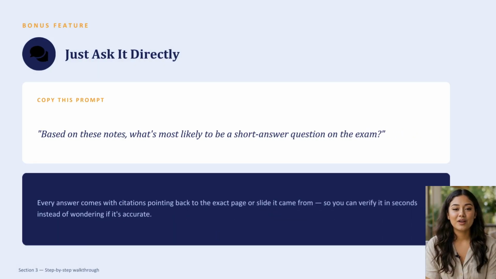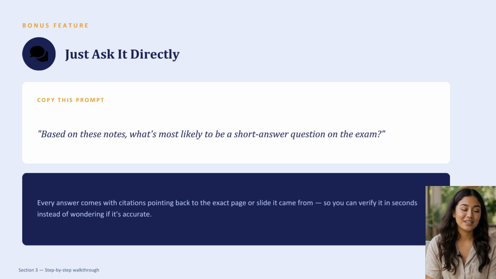One more feature before we move on. You can just talk to your notebook directly, like a chat. Here's a prompt I use constantly. Based on these notes, what's most likely to be a short answer question on the exam? And this is the part I really want you to notice. Every single answer it gives you comes with a citation, pointing back to the exact page or slide the answer came from. That means you're never just trusting the AI blindly. You can click through, verify it against your actual source material in seconds, and confirm it's not just generating something that sounds plausible. That citation feature is, in my opinion, the single biggest trust builder in this entire tool.